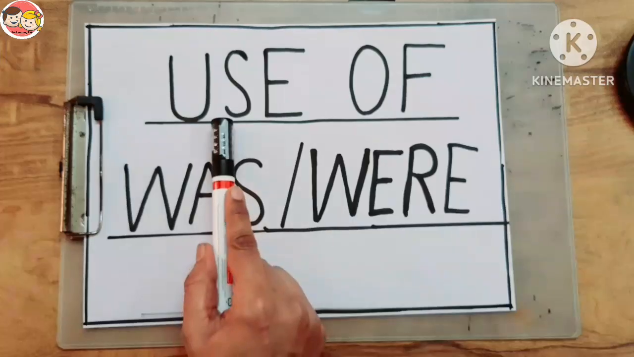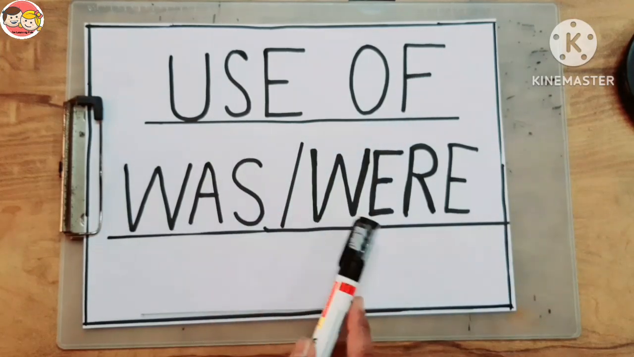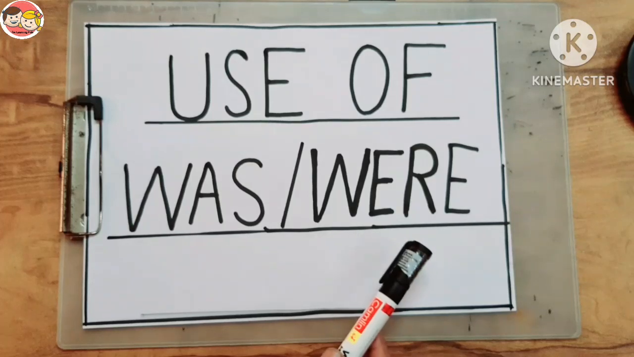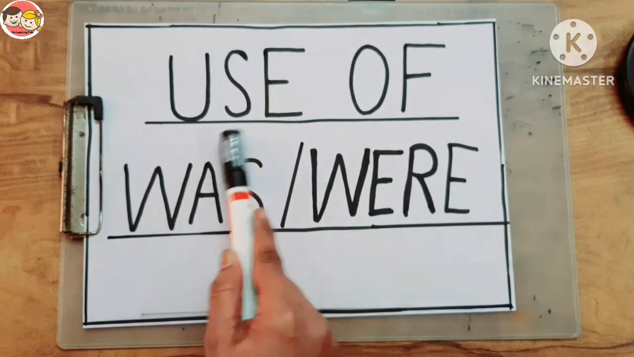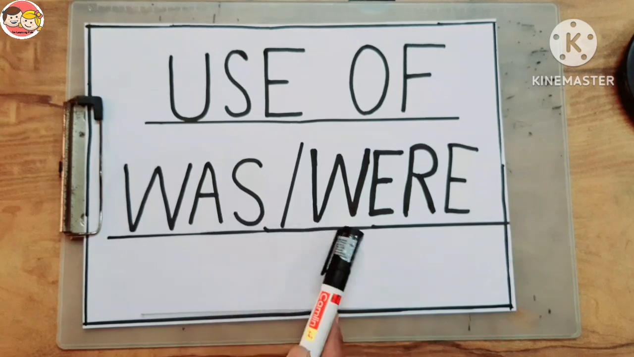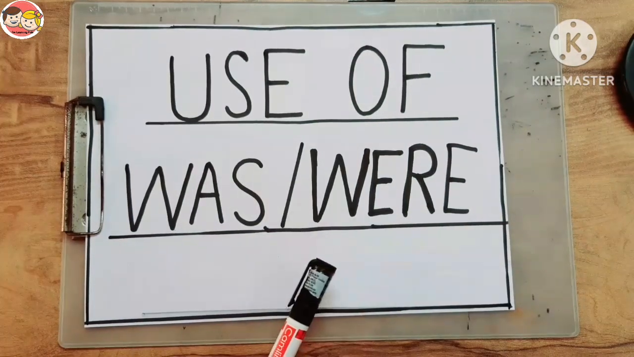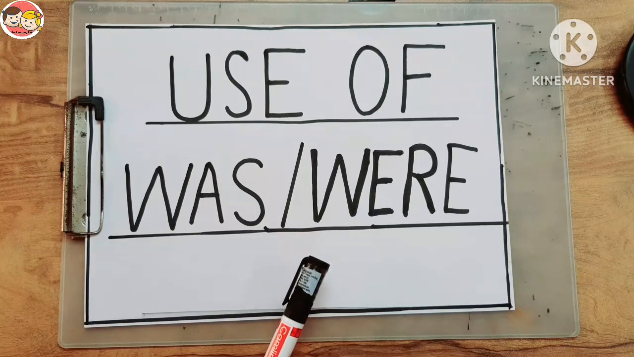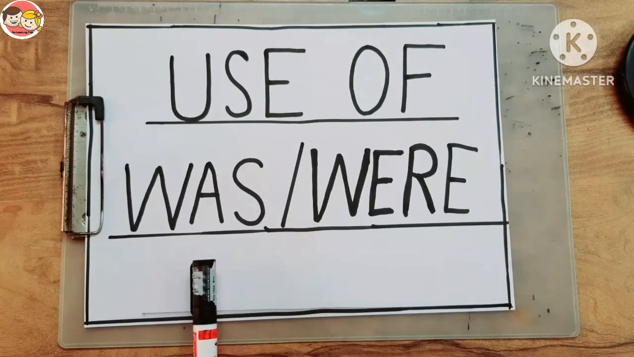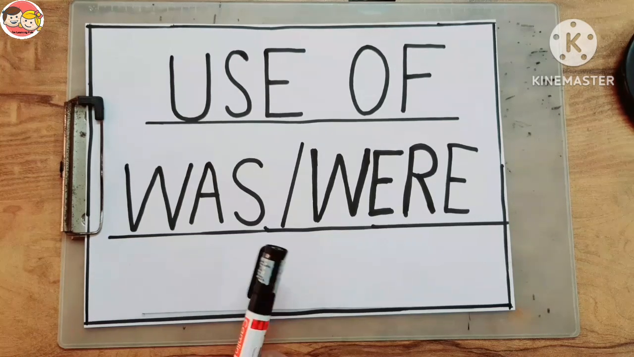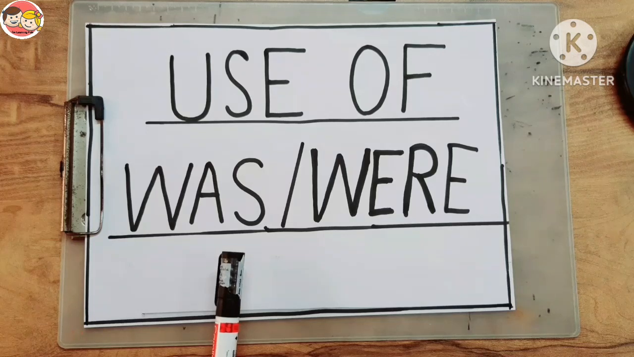Now let's start the lesson. Use of was and were. So children, in this video we are going to learn about the use of was and were, means how to use was and were in a sentence. But before that you should know the use of am, is and are, which I have already taught you. If you didn't watch the video yet, I would say definitely watch the video. The link has been given in the description box.